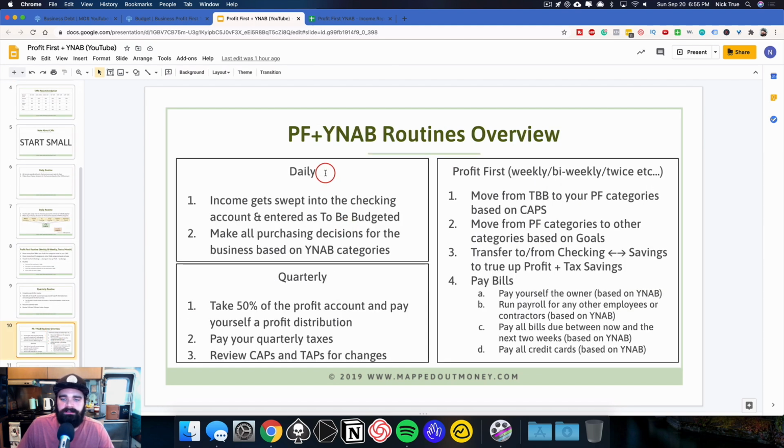All right, there's a daily, then there's what I call the Profit First routine, which is actually moving your money around based on your percentages. That's going to be done weekly or bi-weekly or twice a month, depending on your own personal preference. And then there's a quarterly routine. I'm going to go over all three of them.